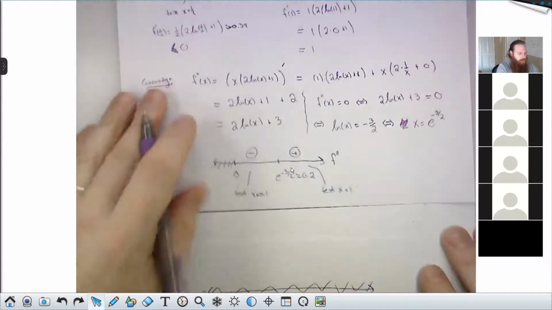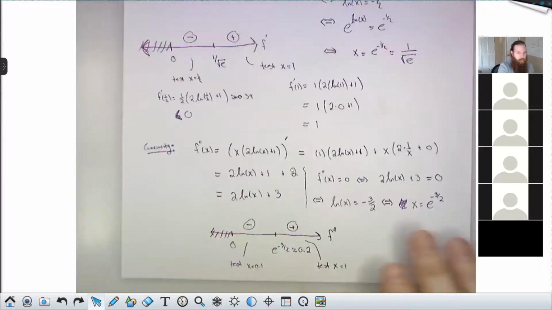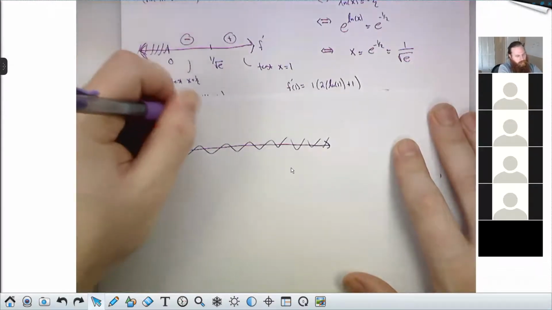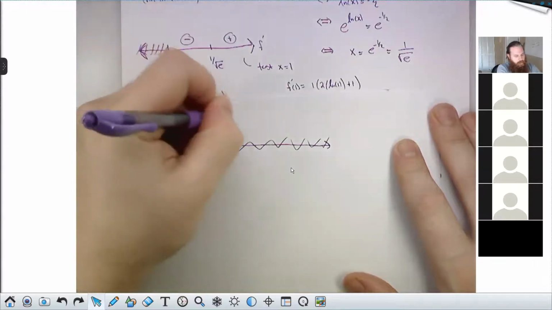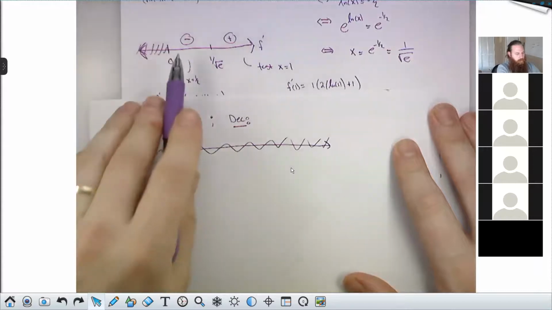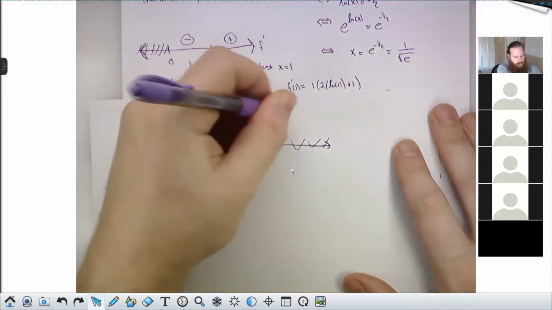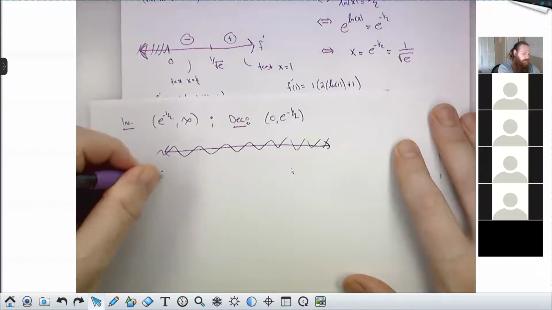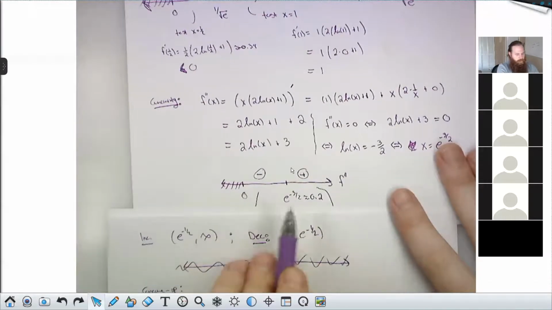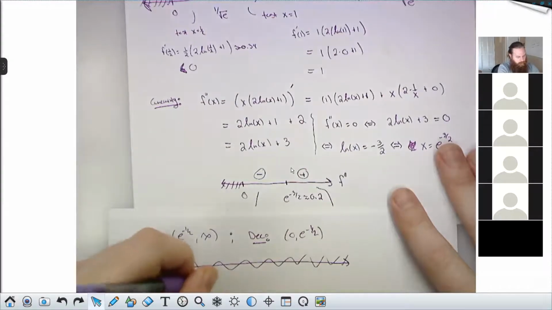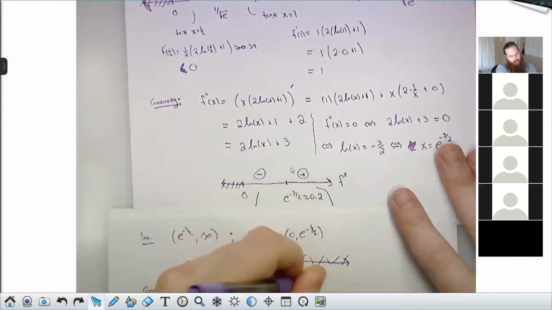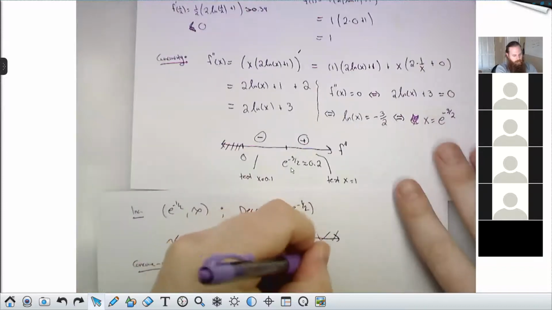So we're increasing. Let's come back here. We're increasing from 1 over root e to infinity, or from e to the negative 1/2 to infinity. Decreasing from 0 to 1 over root e, or from 0 to e to the negative 1/2. We're concave up from e to the negative 3/2 to infinity. And we're concave down from 0 to e to the negative 3/2.